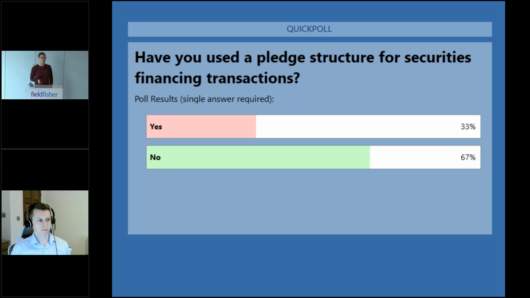Okay, all right, so two-thirds of you haven't used a pledge structure. Okay, well, hopefully this will be interesting and useful.